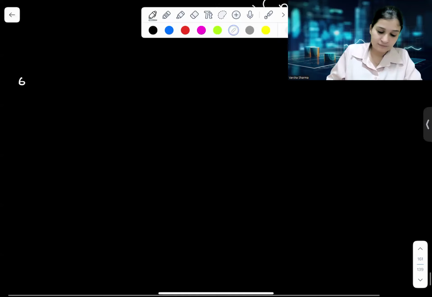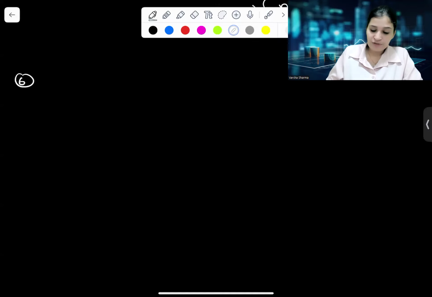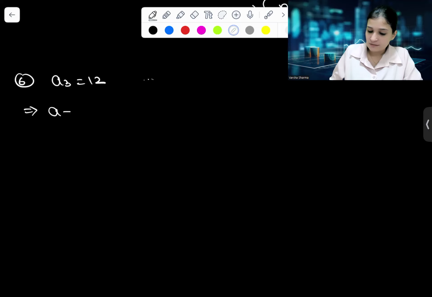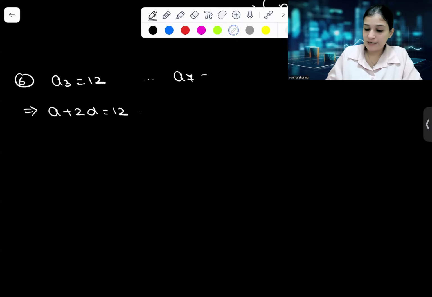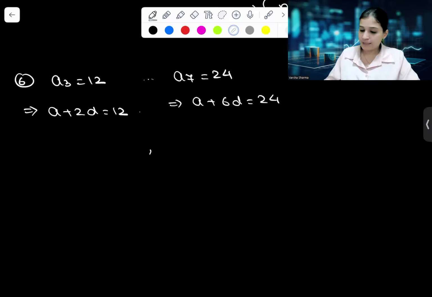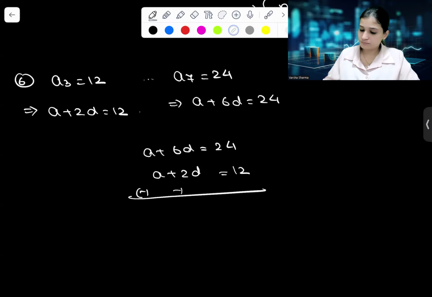Question 6. If the third term of an AP is 12, that is A3 is 12, A plus 2D is 12. The seventh term is 24, A plus 6D is 24. We can subtract the two equations. Subtract them. 4D equals 12. D will be 3.